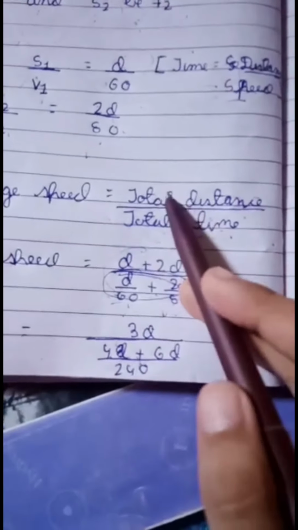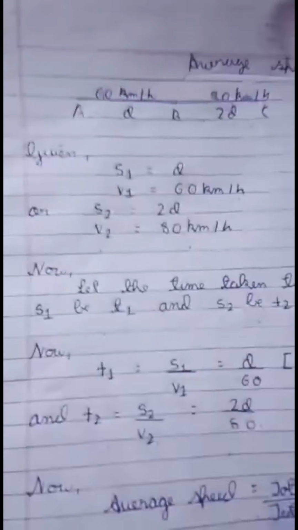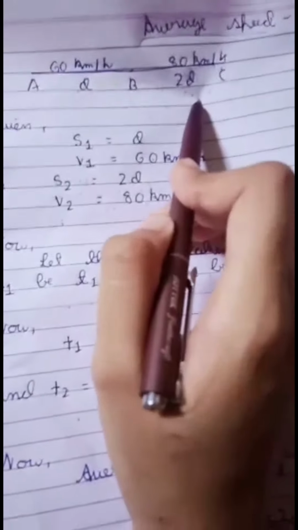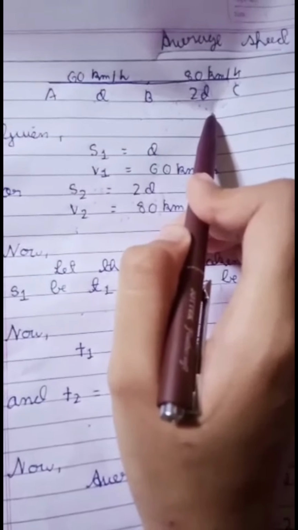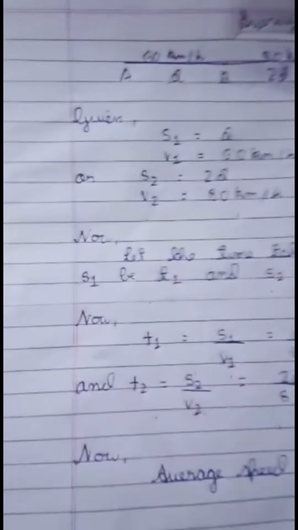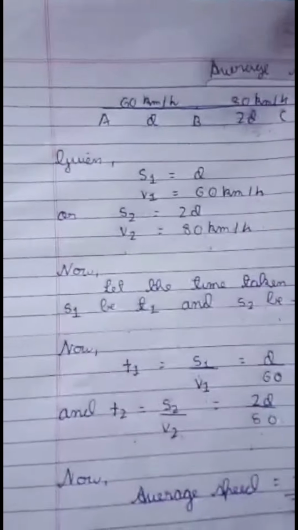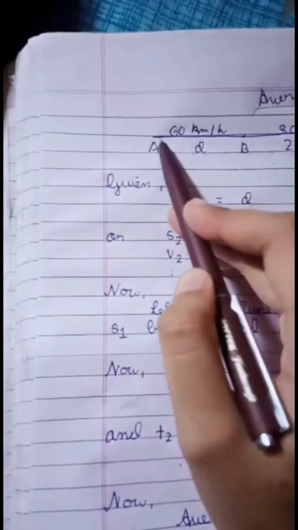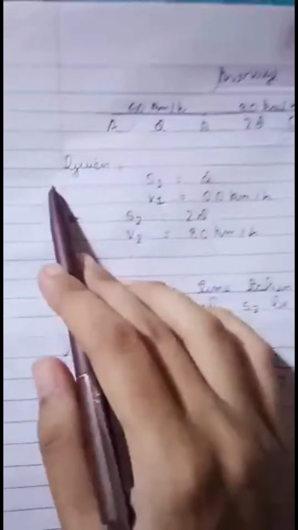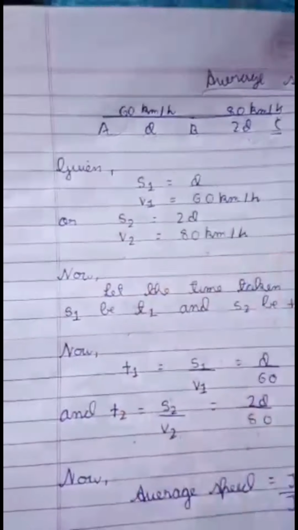So to find the average speed, we will apply the formula of total distance traveled by total time taken. Because the distance is not equal, we cannot apply the formula of 2v1v2 by v1 plus v2. So I have drawn the diagram and taken the initial position of starting of train point A and final position C. Now I have written all the observations.